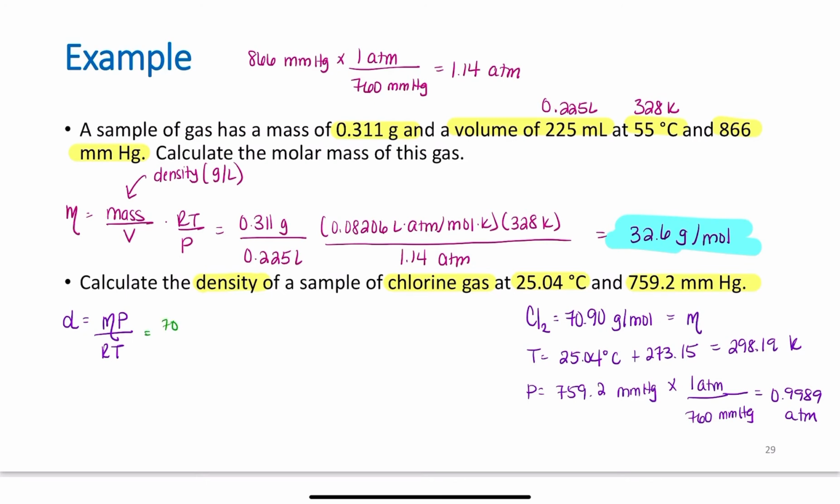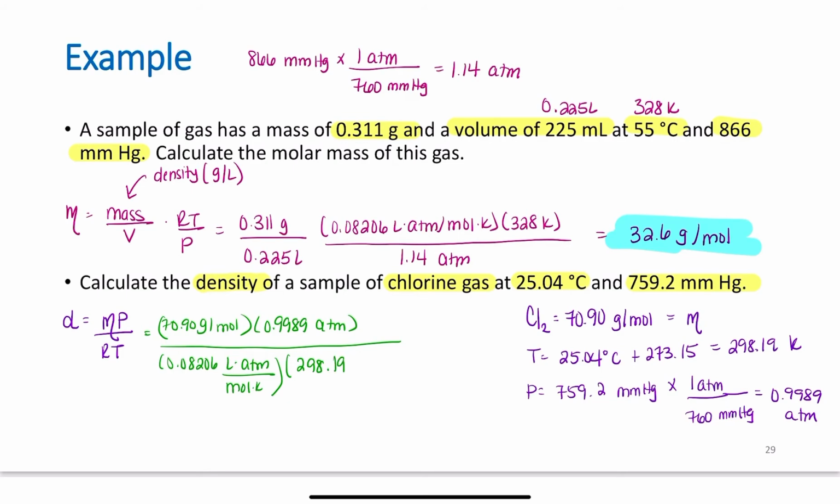So I know my molar mass is 70.90 grams per mole. My pressure, 0.9989 atmospheres. My gas constant, 0.08206 liter atmosphere per mole K. And my temperature, 298.19 K. Make sure everything's canceling just to be safe. My kelvins have canceled. My moles have canceled. My atmospheres have canceled, and I've got grams per liter, which is what I expect for density.